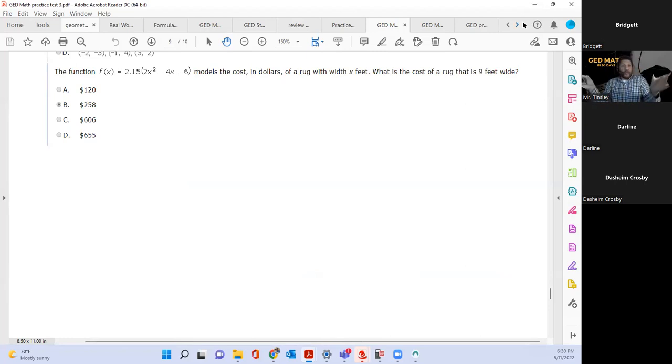Most people don't know how to do this problem because they use width and they use wide. They're the same thing. Long, length, width, wide. Got to know that. But you're going to have a problem such as this. We have to evaluate a function.